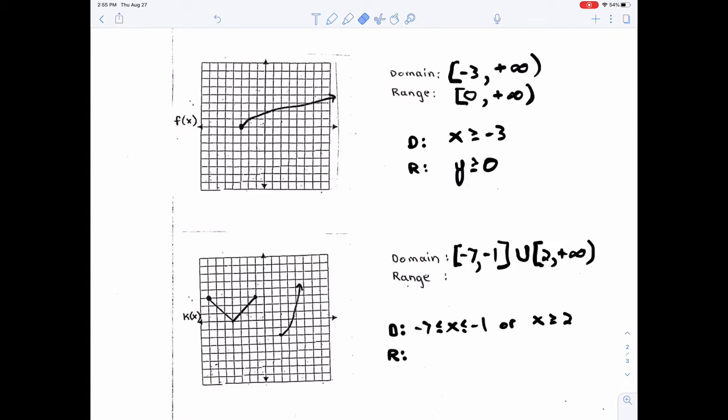And let's take a look at the range. Is it touching it? No. Touching it? No. Touching it? Yes. The first place that it touches it is at -2.